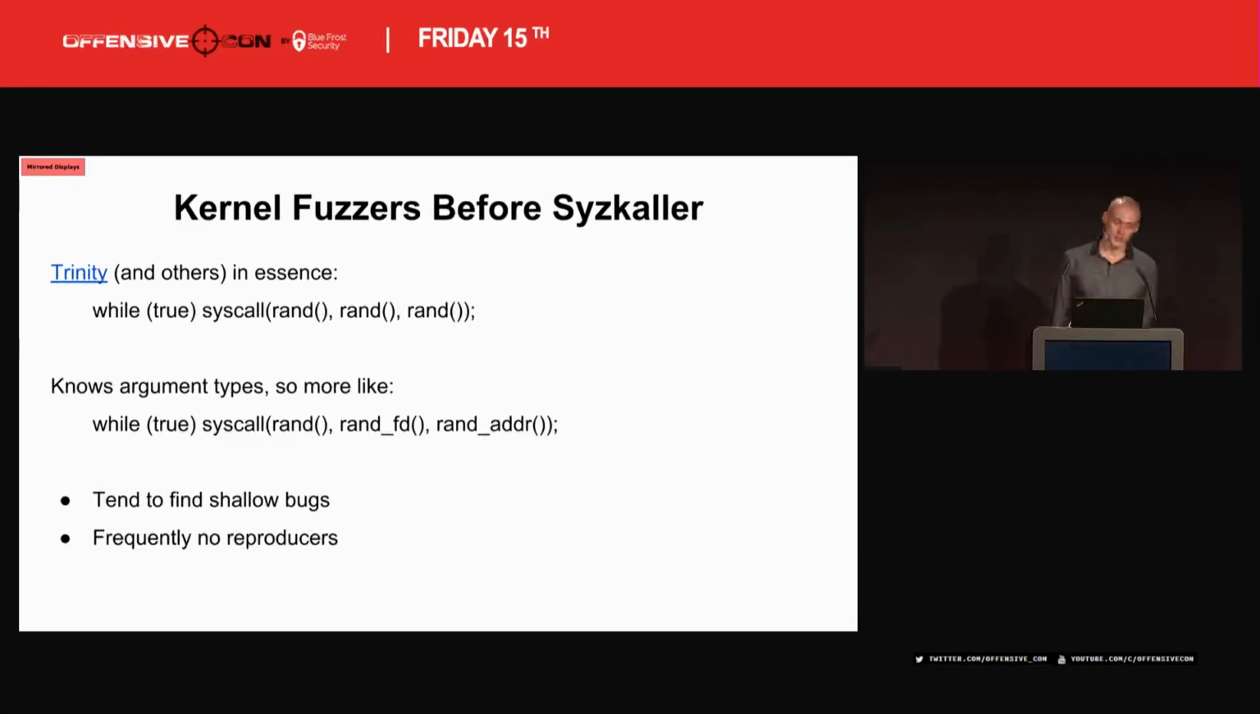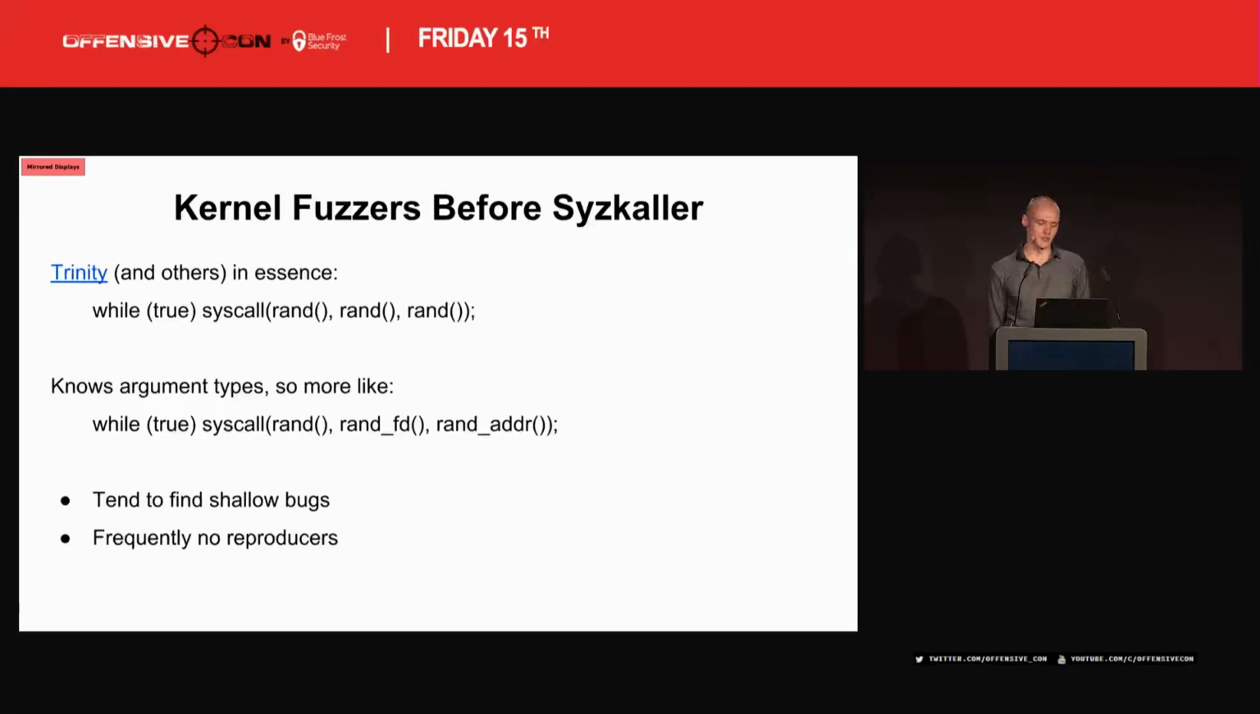Before Syzkaller, there was a fuzzer called Trinity. The whole idea of fuzzing the kernel is basically just issuing syscalls. Trinity did that. It didn't even set all of the arguments of a syscall randomly. It knew that whenever you need a file descriptor, to pass in a file descriptor, or whenever you need a valid address, it would pass an address.